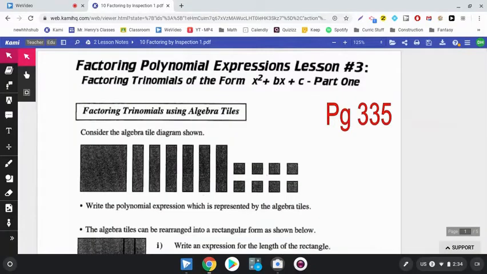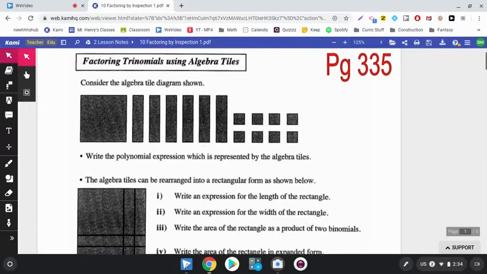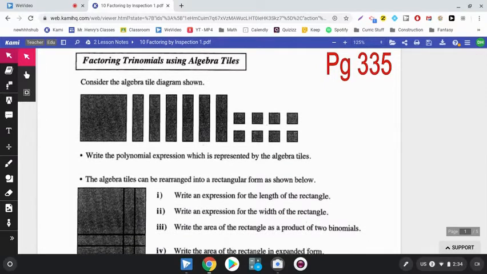So here we are on page 335, and we're going to look at factoring some trinomials. This is a little bit harder, a way for me to factor something out or undo the multiplication when I'm dealing with a trinomial. The first thing we're going to look at is using tiles. When we learned how to multiply, the first thing we looked at was tiles. So as we look to undo multiplication, we could look at the tiles as well. We'll walk through this and then I'll explain how we can step this up and do it without tiles. So there's some tiles, write the polynomial expression represented.